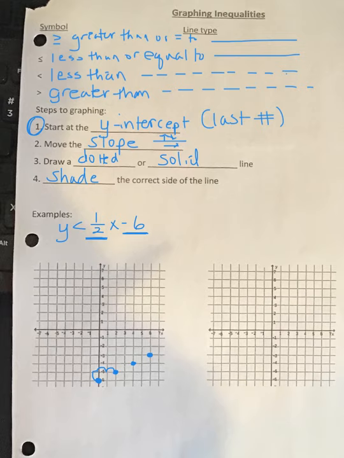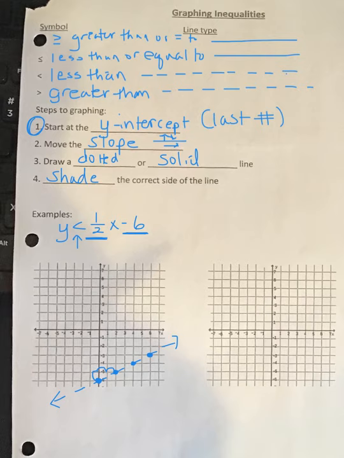Now we have to decide, is it going to be a dotted line or a solid line? Because there isn't an or equal to sign here, it's just a less than sign, it means we're going to draw a dotted line. I'm going to draw it nice and big so it covers my whole graph. And then you can see it says it is less than this.